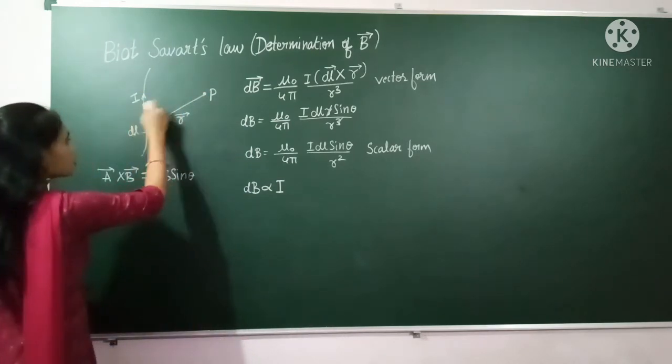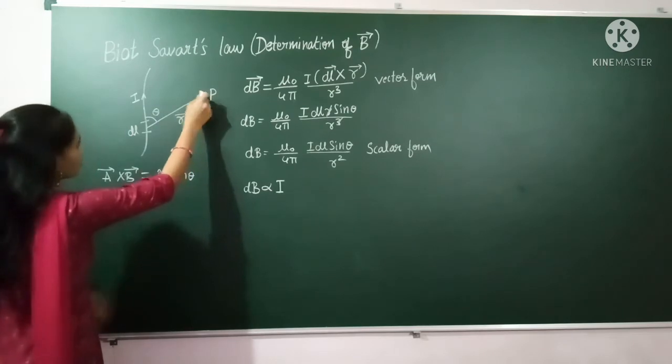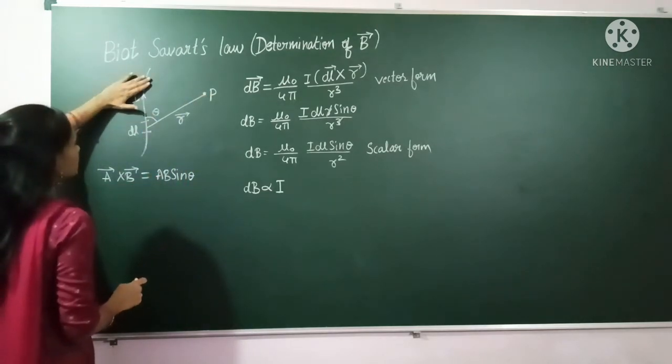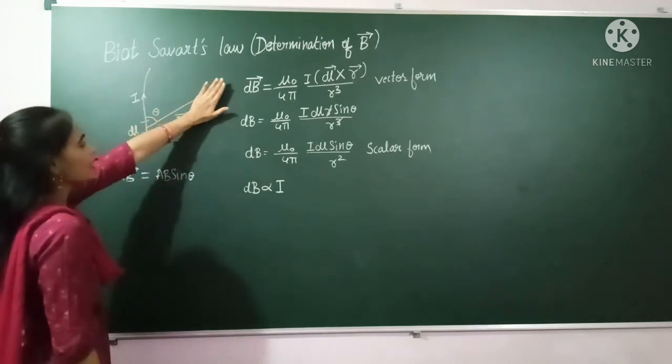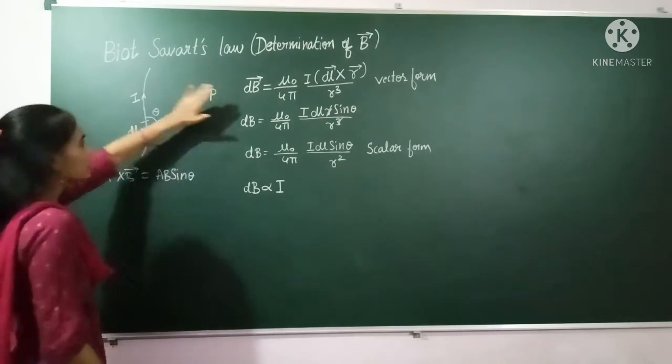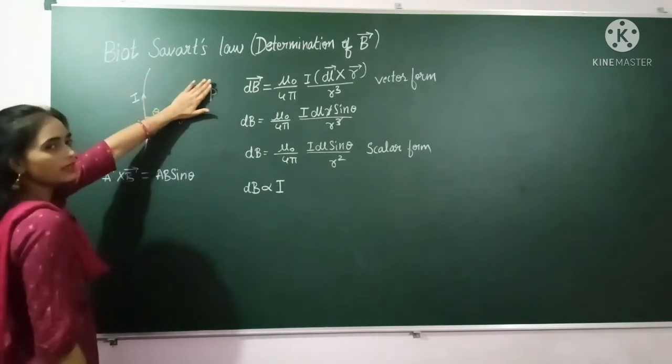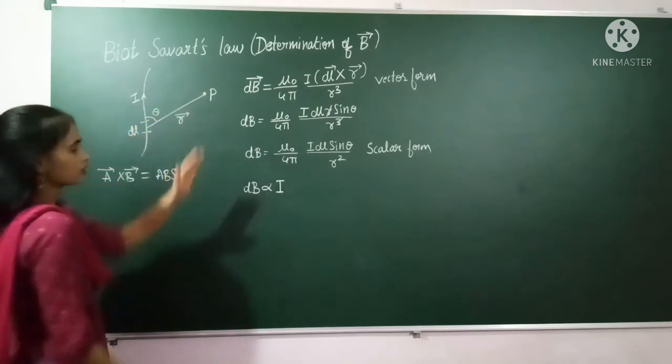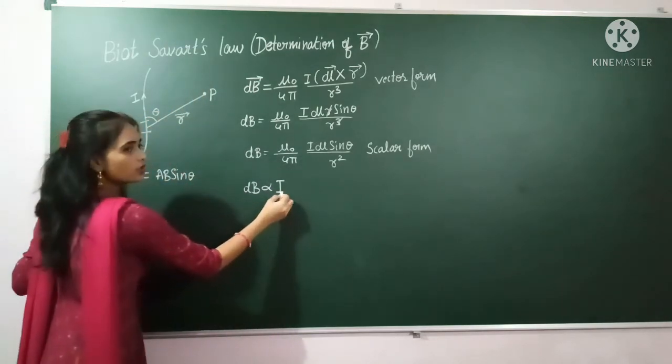So current is responsible for producing the magnetic field. When you increase the current in this wire, what we have observed is that the magnetic field also increases. If you decrease the current, the magnetic field at this point P also decreases. So dB is directly proportional to I.